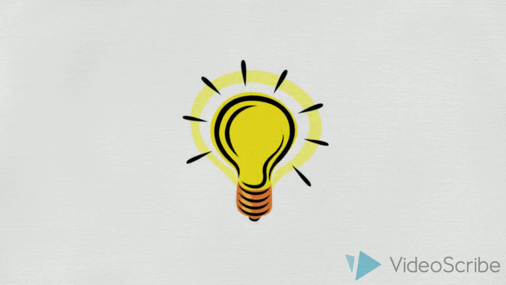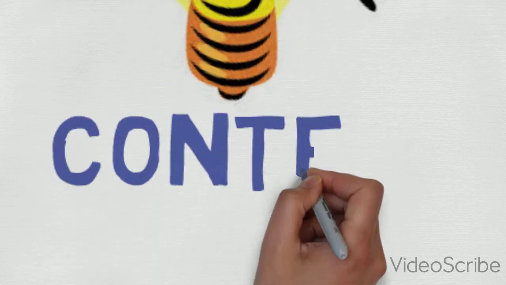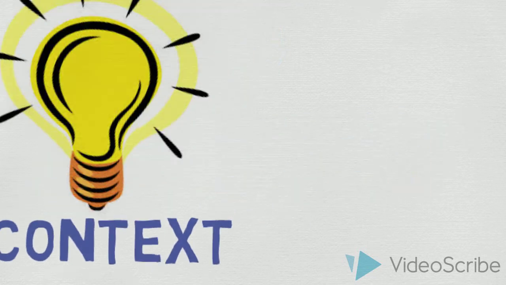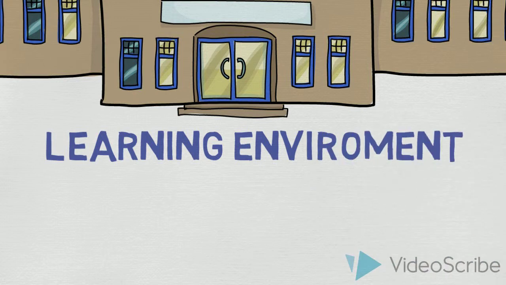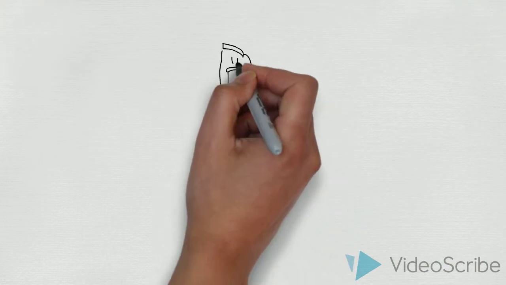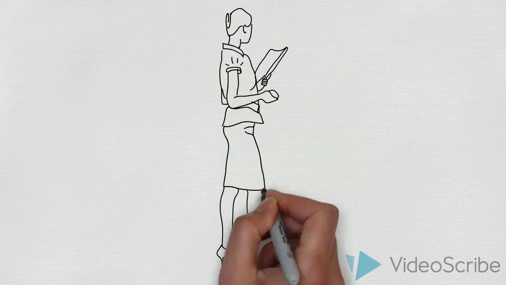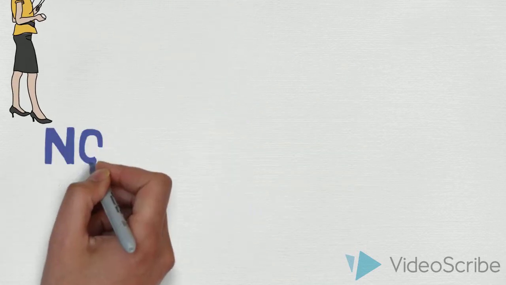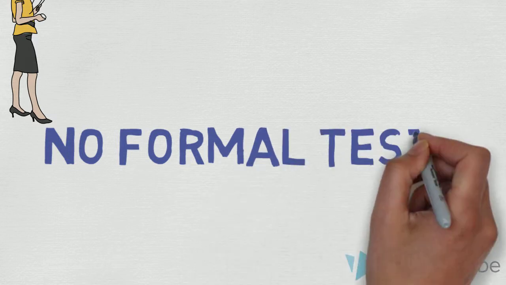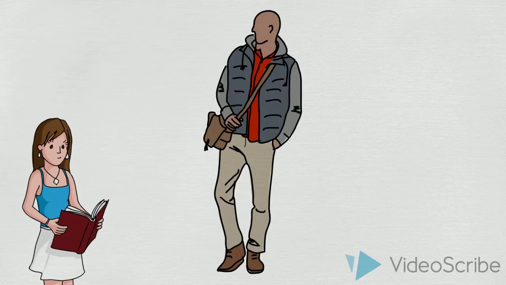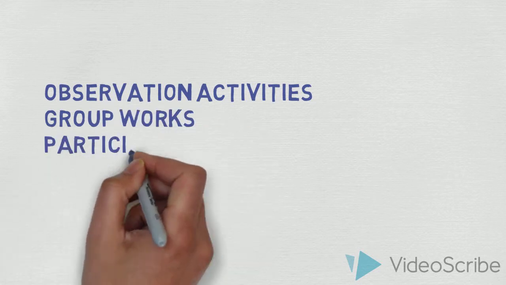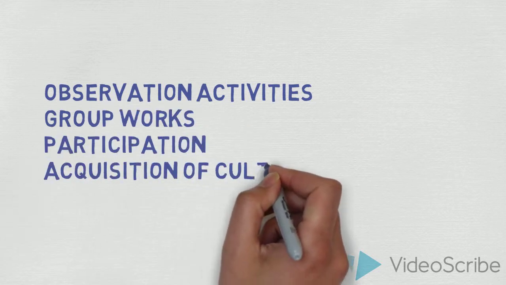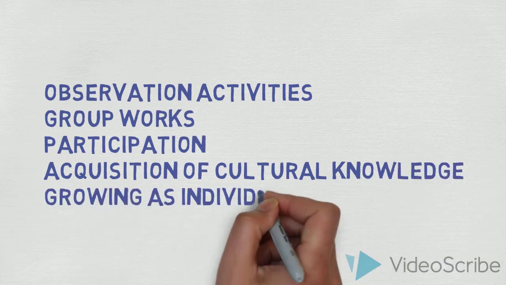Here, something to bear in mind is that the difference between large-scale testing and classroom is context. In the classroom, the context is the learning environment. Within this context, the teacher is able to see the progress, abilities, and skills of the learner without needing a formal test. This is possible through observation activities, group works, participation, acquisition of cultural knowledge, and growing as an individual.